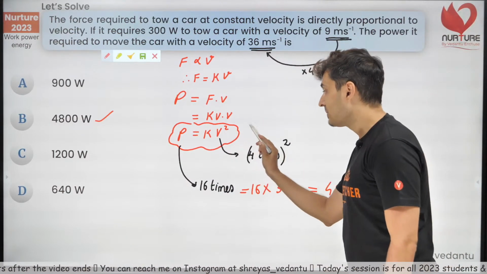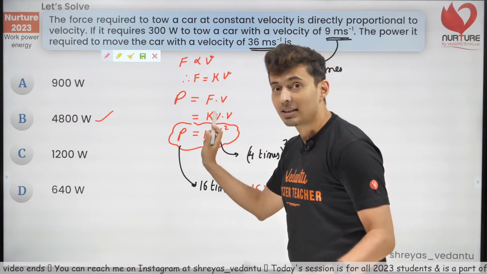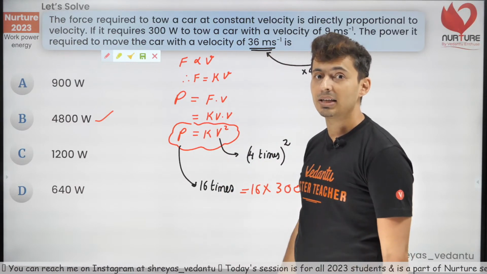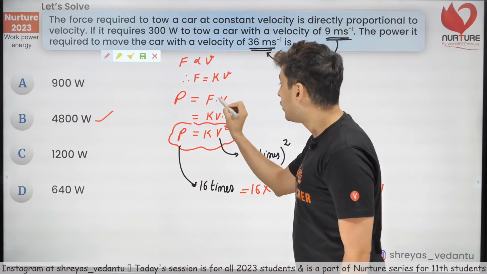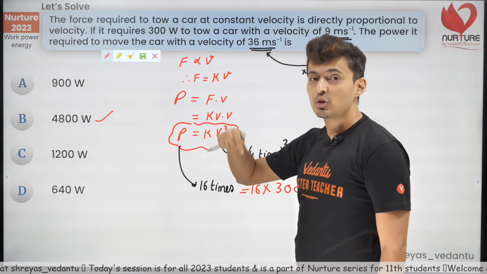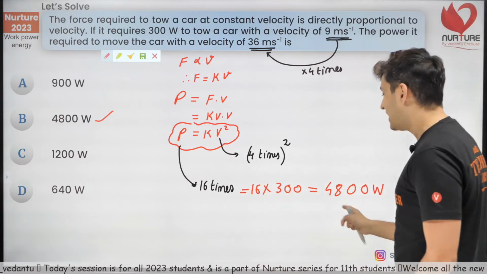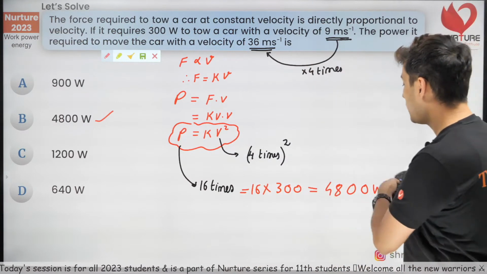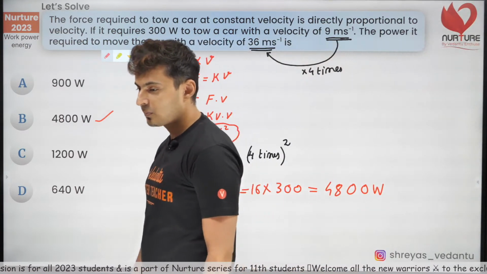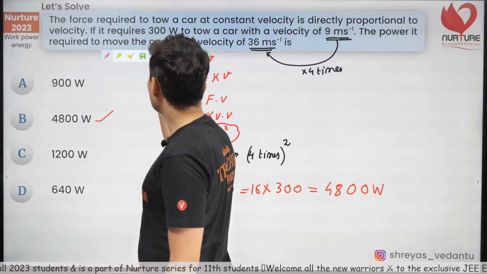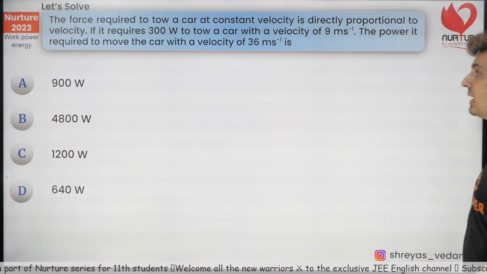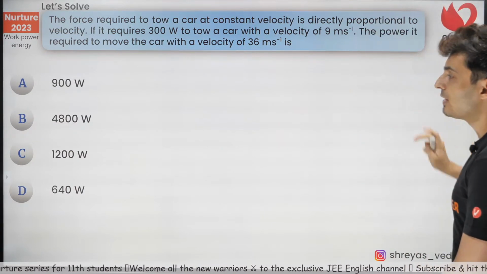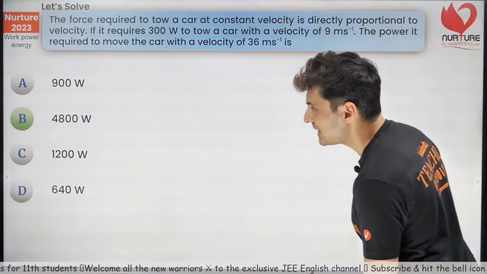So velocity becomes 4 times, but force itself was dependent on velocity. That's why you got the wrong answer as C. Understand? Force also has increased 4 times. So 4 into 4, 16 times. So hence the answer is 16 into 3, which is 48. Make sure you got it. The catch over here was that many people forget that force itself was dependent on velocity as per the given information. Yes, answer B is correct.